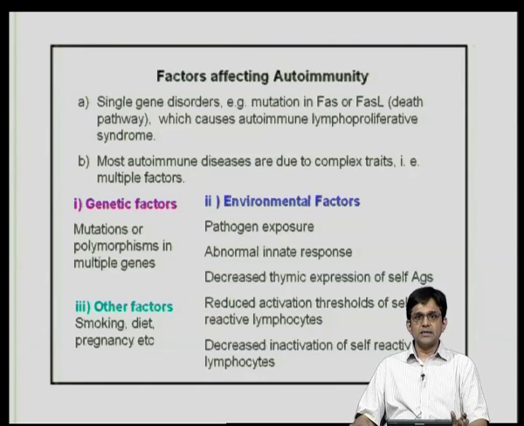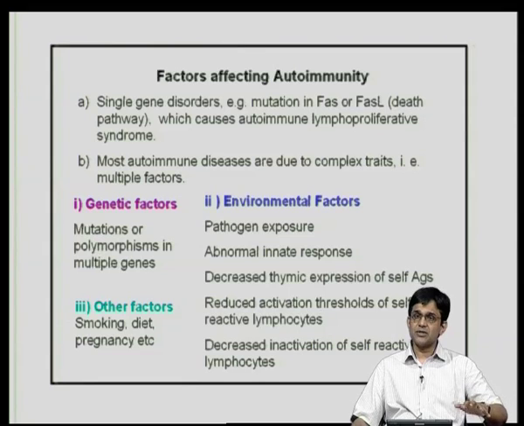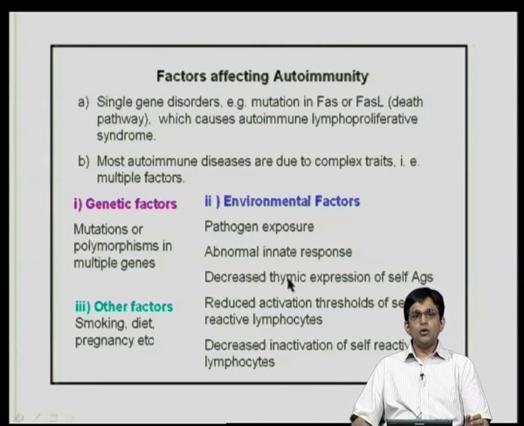However, most autoimmune diseases are due to complex traits, that is multiple factors. And what are some of these multiple factors? The first is genetic factors. These are mutations or polymorphisms in multiple genes, and that can occur in different loci, and we will discuss these different genetic factors, for example in diabetes, where it was shown that MHC is important, but also the amount of insulin that is produced is important. You also have molecules like CTLA4 which play an important role in diabetes. So, again, because that is a complex trait, you have different factors being involved in the actual generation of a disease. You also have environmental factors.